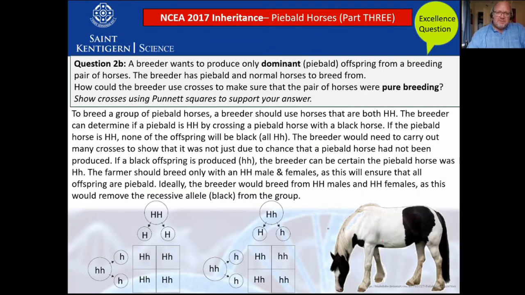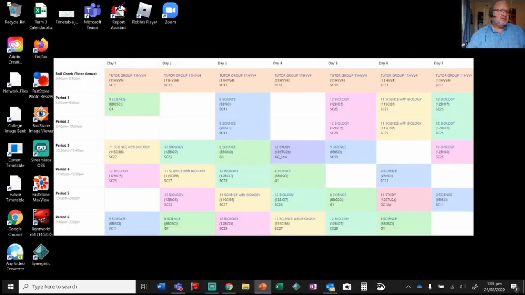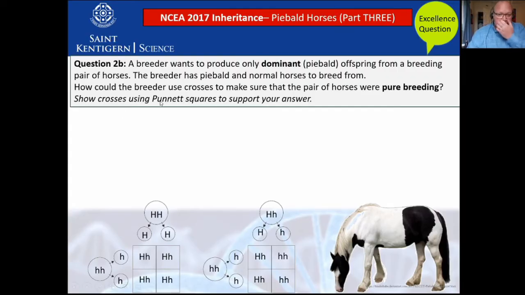Anyways, so then we go to piebald number 3. A breeder wants to produce only dominant piebald offspring. So let me just quickly change this. Discard that. Animation. Okay, and we go back to Shift F5. Beautiful. Okay. So a breeder wants to produce only dominant piebald offspring from a breeding pair of horses. The breeder has piebald and normal horses to breed from. How could the breeder use crosses to make sure that the pair of horses were pure breeding? Show crosses using the Punnett square.